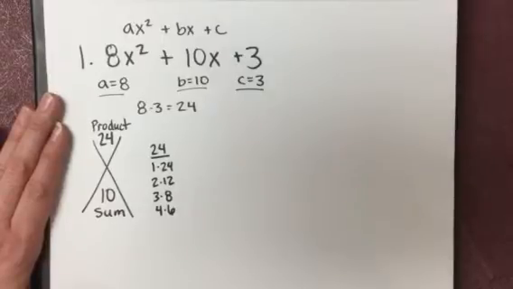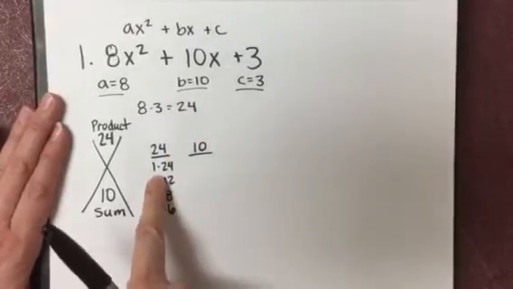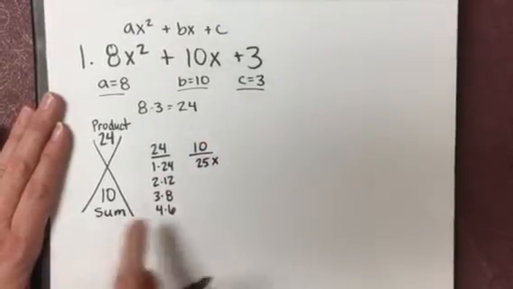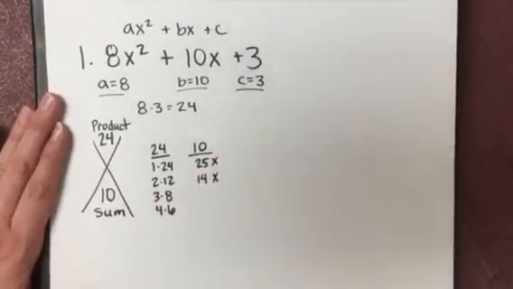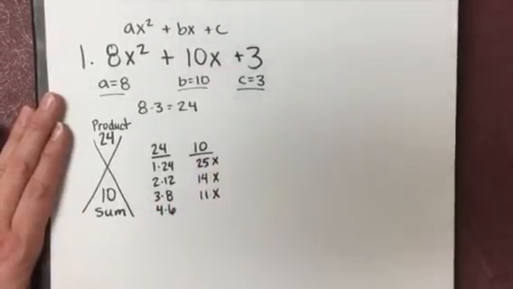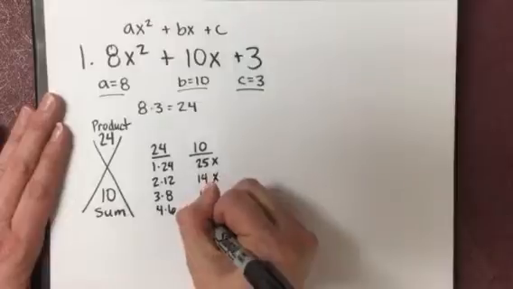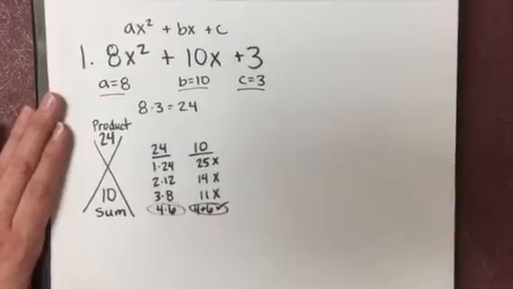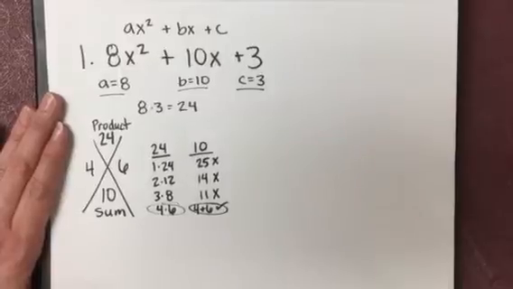Now determine if these add to give you a sum of 10. 1 plus 24 does not add to give you 10. That adds to give 25. 2 plus 12 does not add to give you 10. It adds to give 14. 3 plus 8 is 11. You cannot come close. You need the exact value. So 4 plus 6, that one works. So our two factors that we're going to choose are 4 and 6 because they give you the product of 24 and the sum of 10.